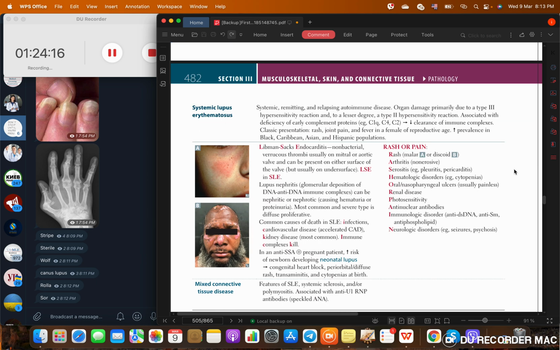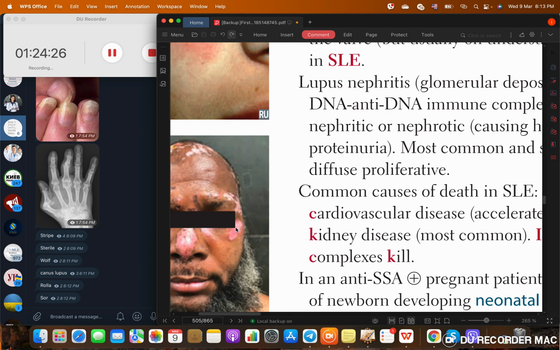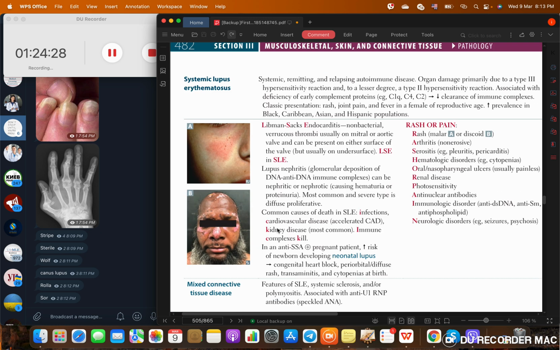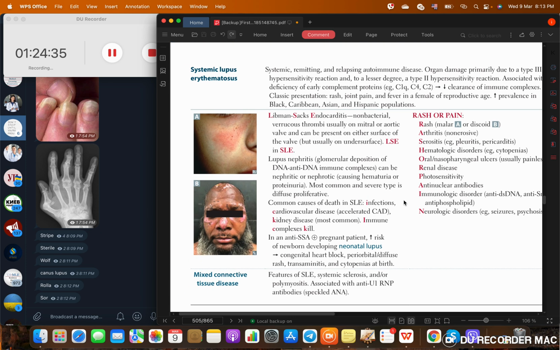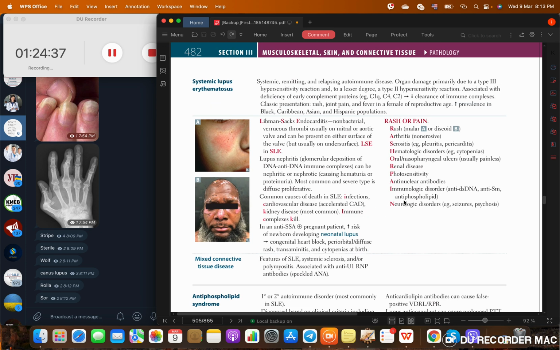So they write here, rash or pain. So the rash is going to be either malar, in which it's the one at the face, or discoid, which I'd like to think about as a de-skinning, just removing the skin literally in discoid rash. And arthritis, and also they can have serositis. What is serositis? It's inflammation of the layers that cover the organs. For example, it can lead to pleuritis, pericarditis, or peritonitis.